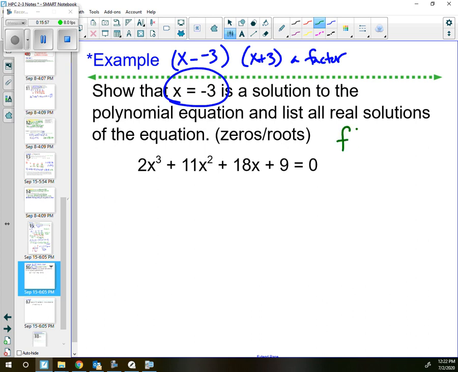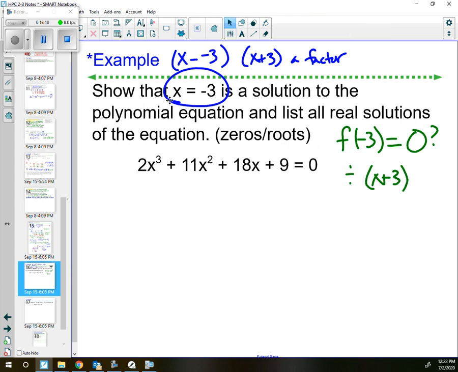That means you'd have to do f of -3 and see if you get 0, or you can divide the polynomial by x plus 3. So we have those two options. Now again, if all I was going to do is see if that one thing is a solution, I could just plug the number in. But I want to find all the real solutions. I want to find the other ones as well. So division's a better way to go. So we're going to go ahead and do our synthetic division.